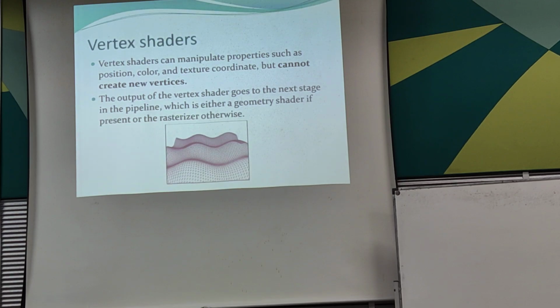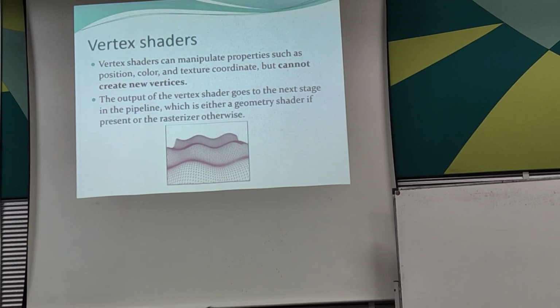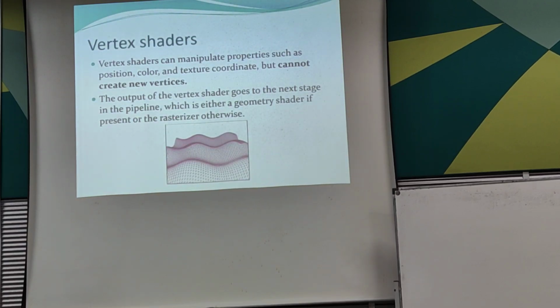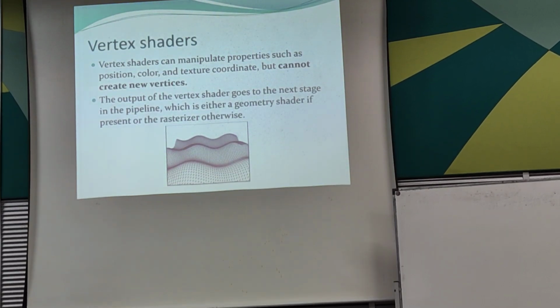So when you do the calculations of the shader, it will take all of this into consideration: what are the positions, what are the colors, what are the texture coordinates. This happens in your vertex processor in the graphics pipeline. It will just determine the positions of the vertex, the colors, and the texture coordinates, but it cannot create a new vertex. The shader will only manipulate the properties.